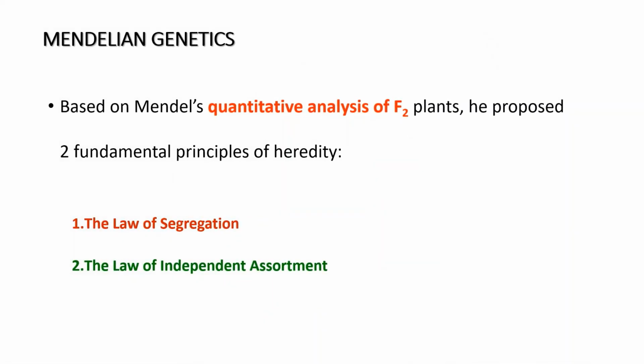Based on Mendel's quantitative analysis of F2 plants, he proposed two fundamental principles of heredity. The first one is the law of segregation, and the second is the law of independent assortment.